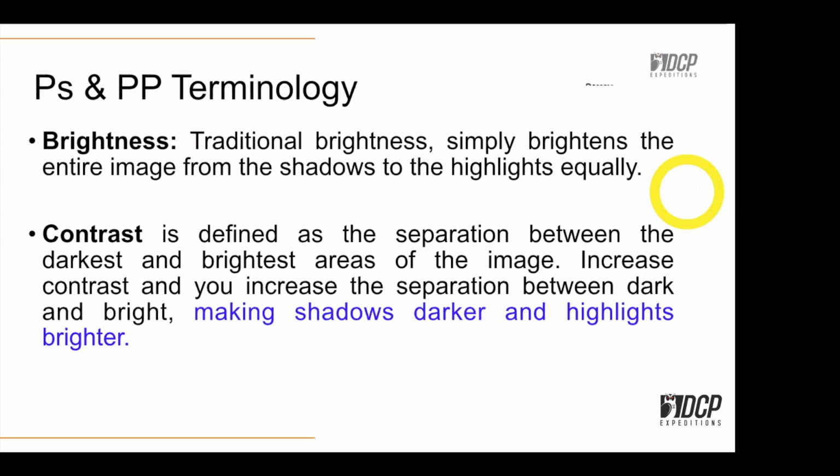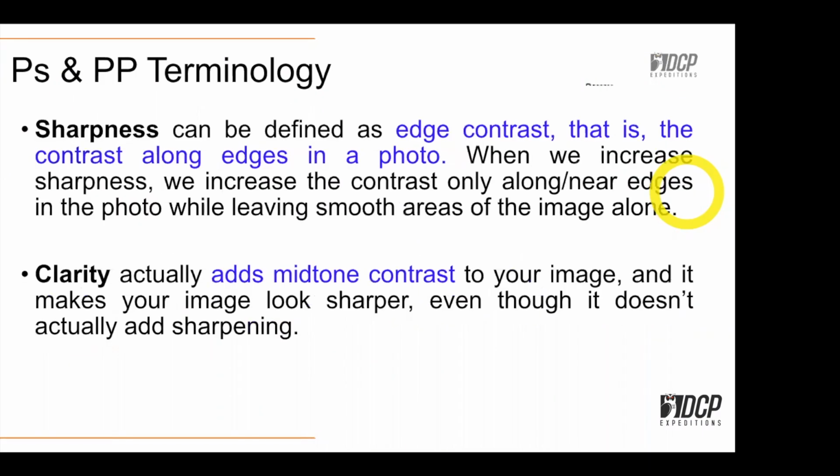So brightness is the shifting of the whole tonal range from left to right. Contrast is when I increase the contrast, I'm making my shadows darker and highlights brighter. Sharpness is also a kind of contrast, but it works on the edges only.